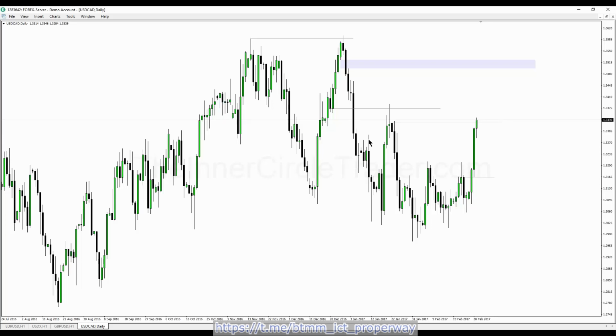So in closing, just think about this pair potentially going up to that level around that 135 big figure, potentially up to 135.15, maybe 135.20.